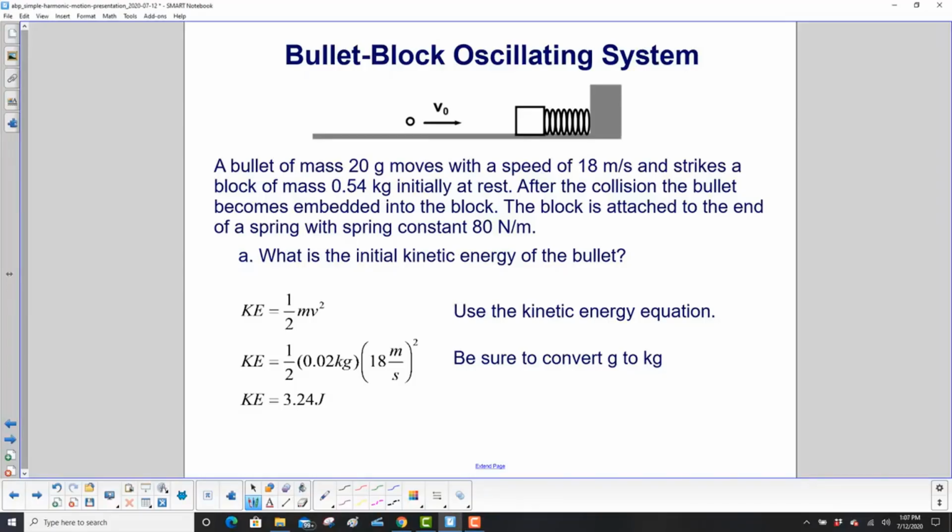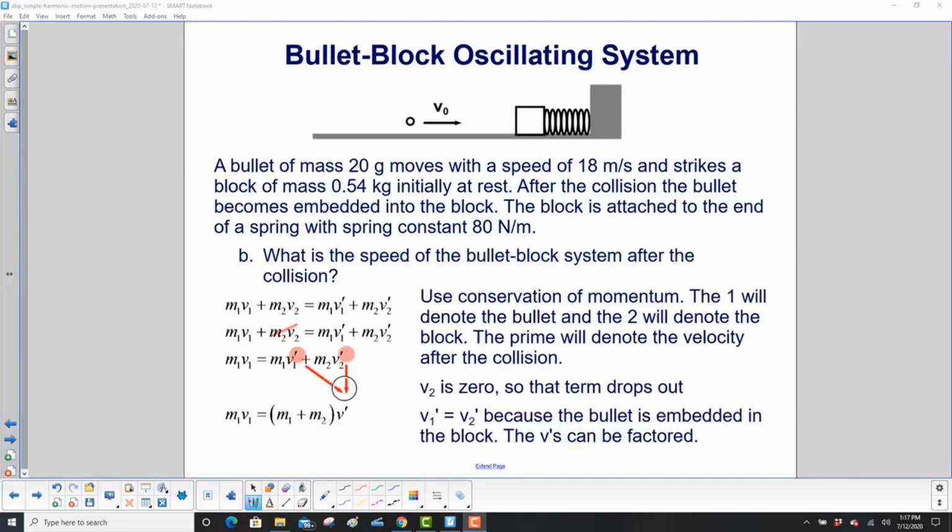What is the initial kinetic energy of the bullet? Well, that's just KE is 1/2 mv squared. The only trick is right here. You have 20 grams. You need to convert that to kilograms. So you have to move the decimal place 3 to the left. So you go 1, 2, ran out of numbers, so let's quickly throw a 0 in there. 3. So the answer is 0.02 kilograms. Put that in, square the velocity, and you get 3.24 joules.